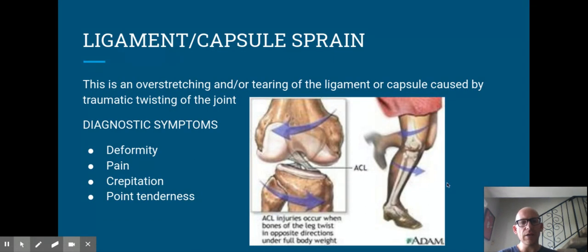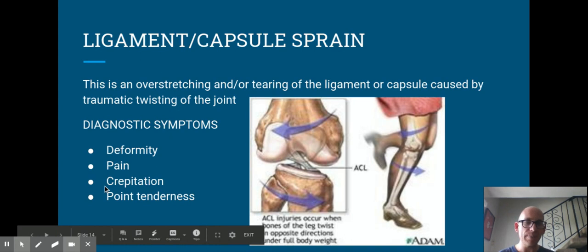Diagnostically, what we see in the athlete is a deformity. So you might see immediate swelling. It depends on the severity of it, but you can see deformity in the position of the bone, and sometimes the ligaments and tendons being moved to one side. There will absolutely be pain.